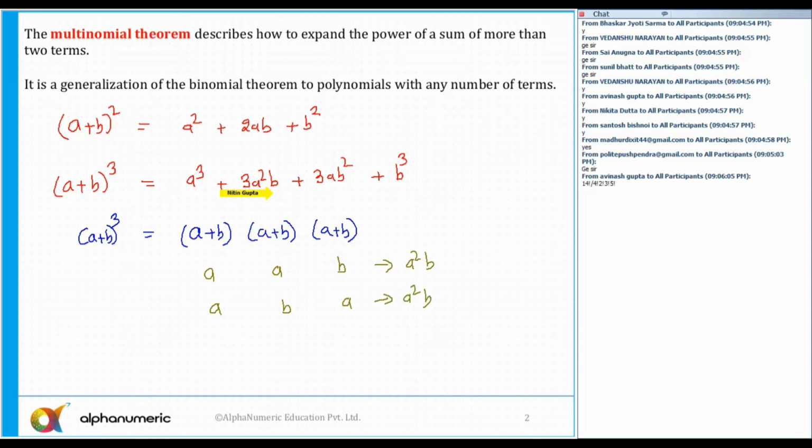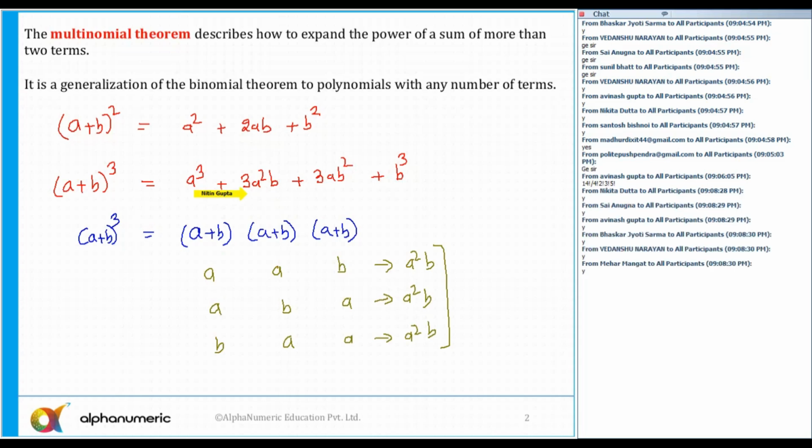Or from the first bracket if I pick b and from the other two brackets I pick a, and if I multiply this then I'll get another a square b. So how many times have we got a square b? Three times. And that's the reason the coefficient of a square b is equal to 3. Is that part clear to all of you? Please tell me, yes or no.